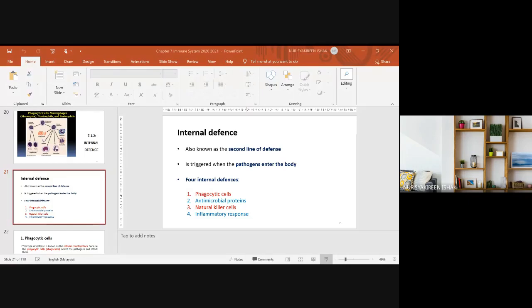So number one, phagocytic cells. So this type of defense is known as cellular counterattack. So this term you have to remember. Yes, cellular counterattack falls under second line defense, which involves the phagocytic cells. Because the phagocytic cell, we call it as the phagocyte, which is white blood cells that have the capability to engulf the pathogen through phagocytosis. Okay. So the mechanism of phagocytosis is the same as endocytosis.